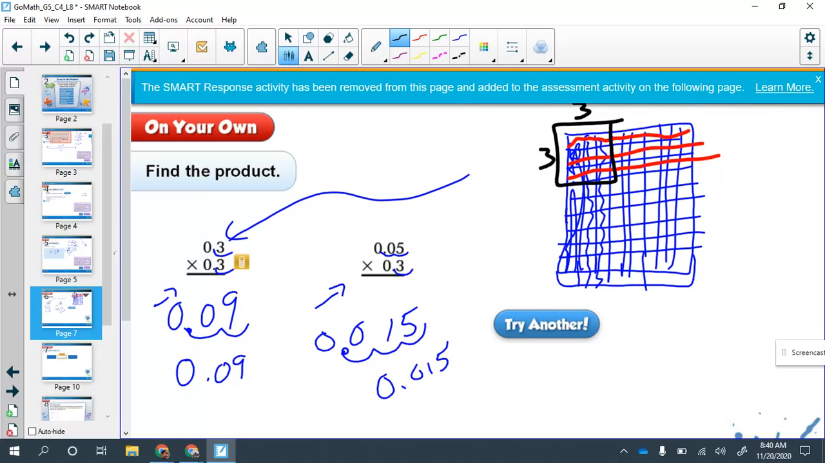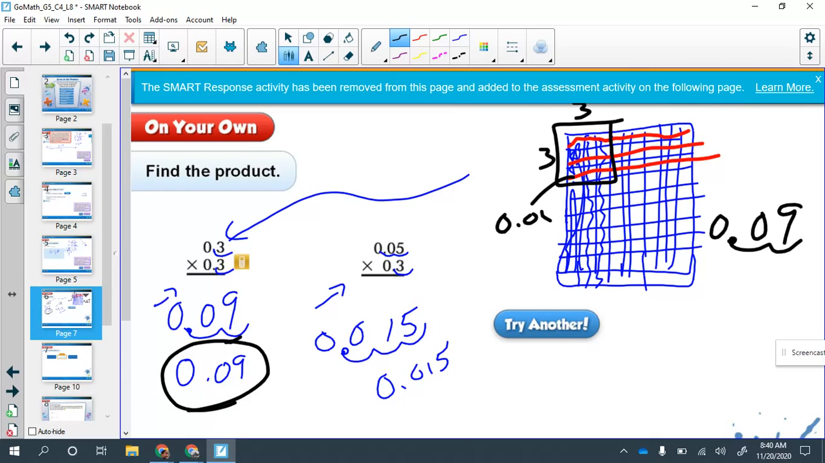Well, 3 times 3 is 9, just like we talked about over here, right? And then each of these individual units has a value of 1/100. So if I have 9 of them, then I have 9 hundredths, right? So when I move that decimal that second time, that 9 goes from being in the tenths place to being over in the hundredths place, giving me my answer.